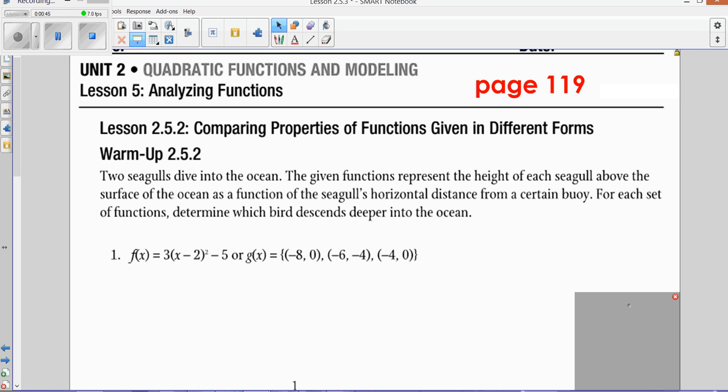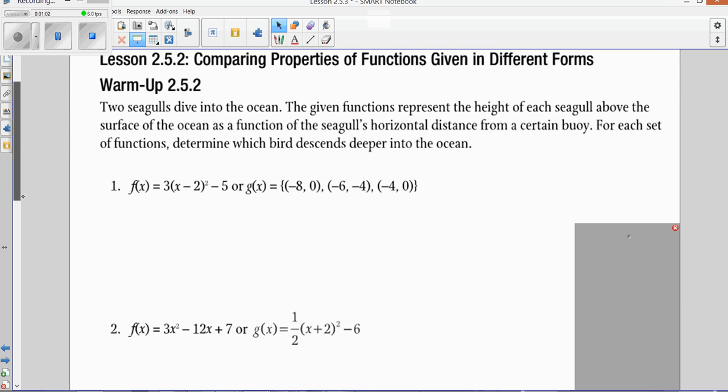So what you're going to do is you're going to pause this in a second and you're going to go through the following problems, all right? And you're going to determine which function, f of x or g of x, goes deeper, all right? So make sure you do that. Pause the video and then play it when you are finished. All right, so you must have finished right now.